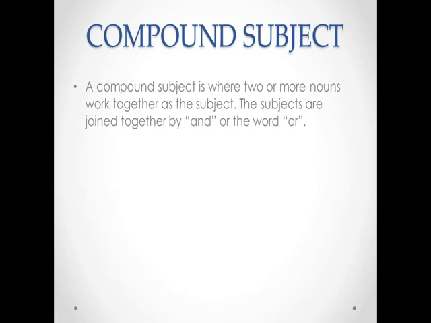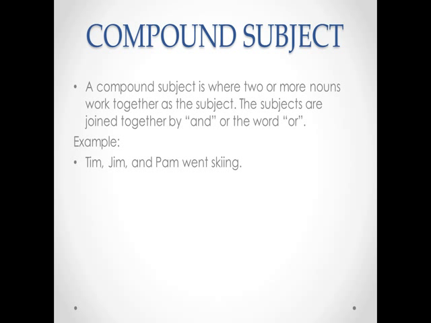Sometimes you'll have a compound subject. A compound subject is where two or more nouns work together as the subject. The subjects are joined together by "and" or the word "or." So an example here is, Tim, Jim, and Pam went skiing.